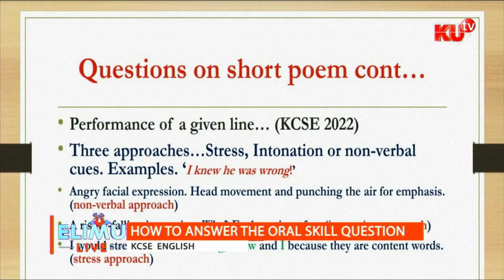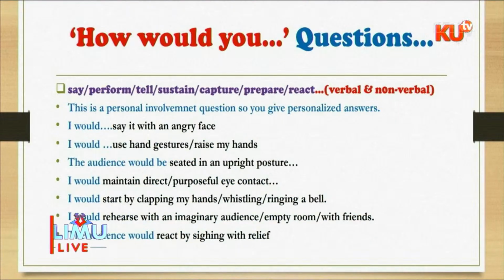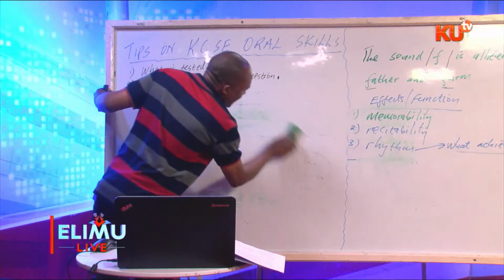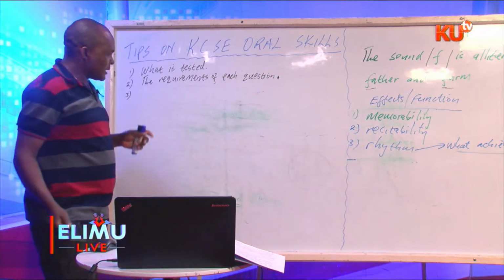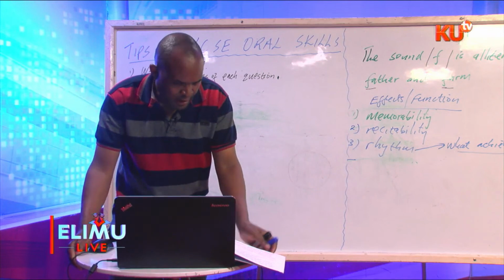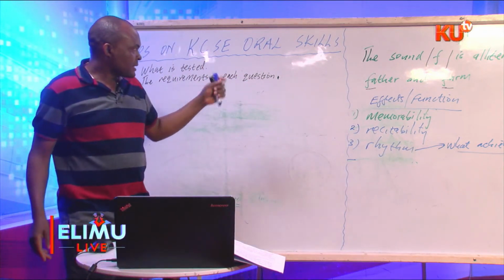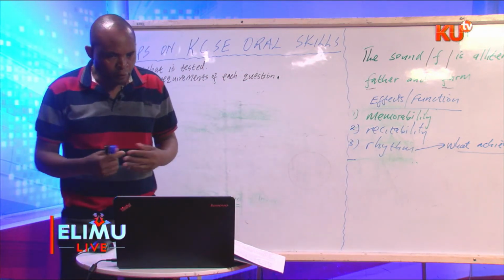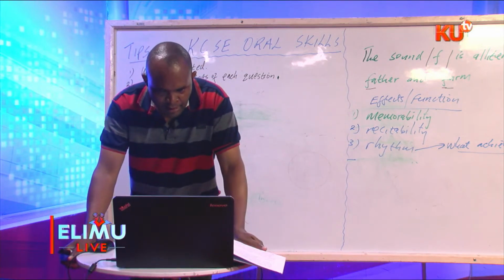The next slide is about questions on the short poem. I'm going to be a bit faster now because we have a lot to cover. Remember, we said the oral skills is a jackpot question. It carries a lot of marks. The short poem, apart from testing the rhyme and the rhyme scheme, also brings the following other questions.